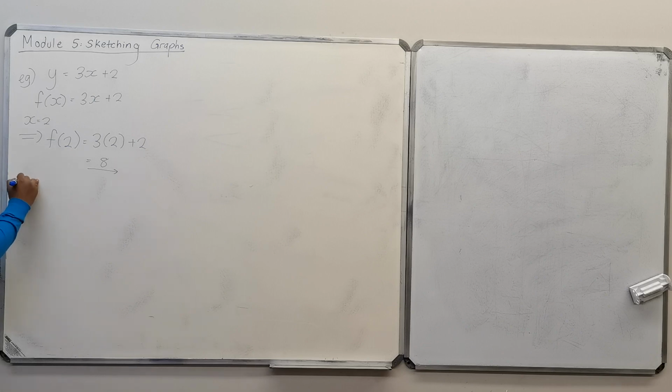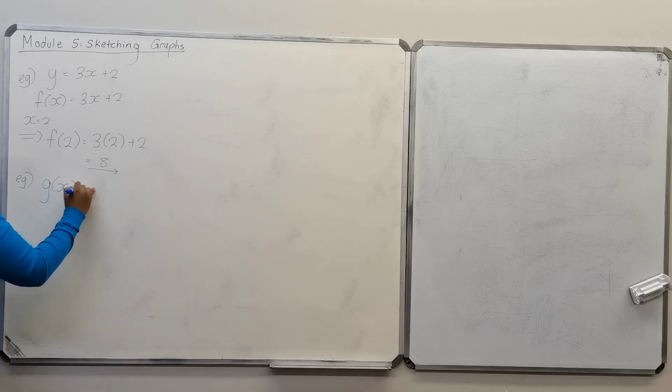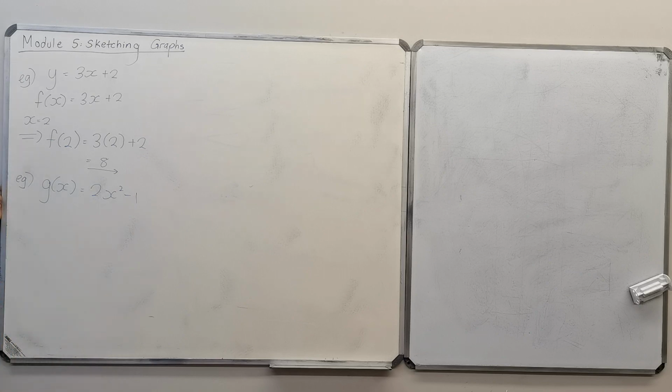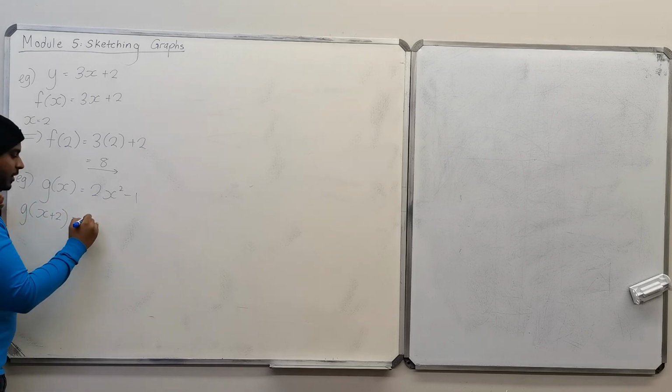So, another example, if they gave you g of x is equal to 2x squared minus 1, right? The function of x is equal to 2x squared minus 1. What happens if they ask you for g of x plus 2? What will you do? When there's x, you will substitute x plus 2.